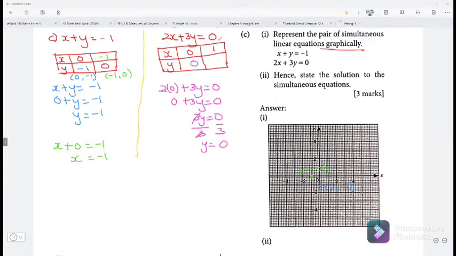Next one, I'll use orange color. The next one is when x is 1. When x is 1, what is the value of y? So 2 multiplied by 1, you get 2. And then 3y equals 0, right? Now this 2, you want to move it behind. When you move it behind, it will become negative. Initially it was positive, right? So when you move it, it becomes negative.